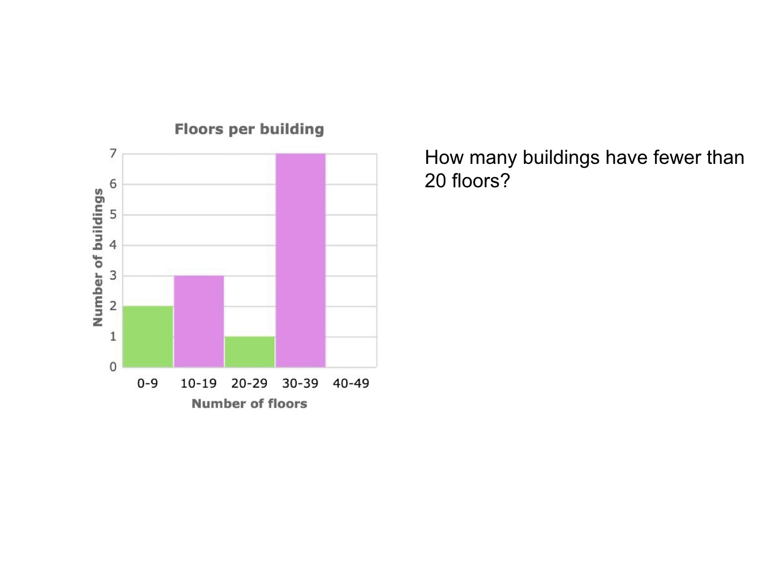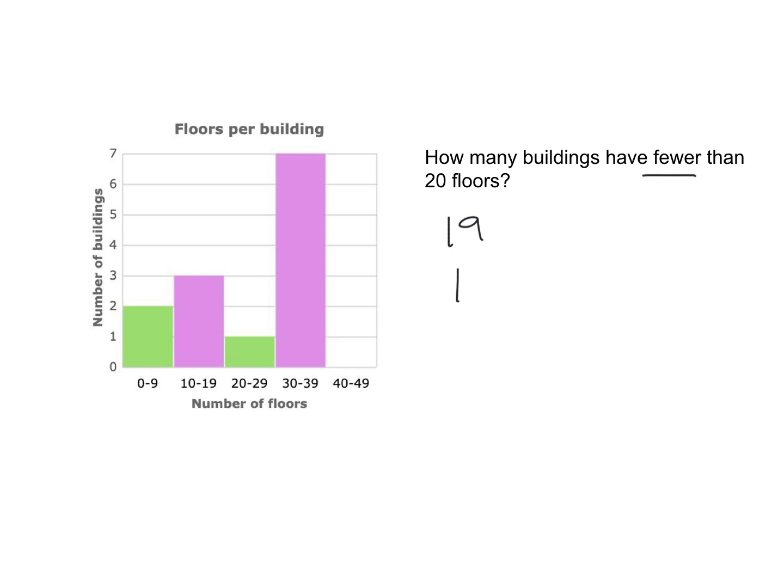Here's another example. This histogram is showing how many buildings have a certain number of floors. So the question that's being asked is how many buildings have fewer than 20 floors? So fewer than 20, if a building has 19 floors, that's fewer than 20. But also, if a building has only one floor, that's also fewer than 20. So we need to think about all of the buildings that have fewer than 20 floors.